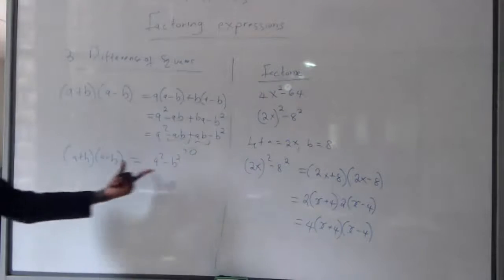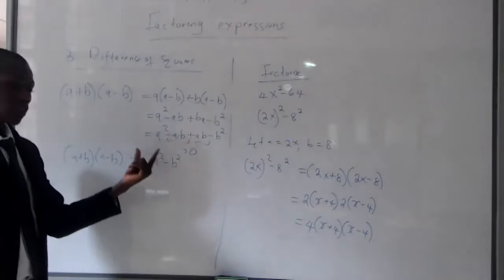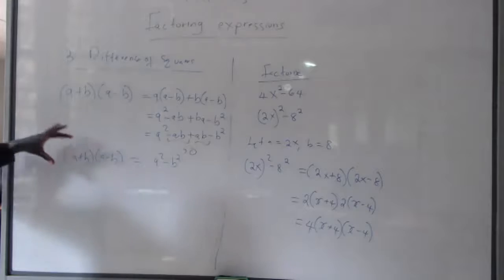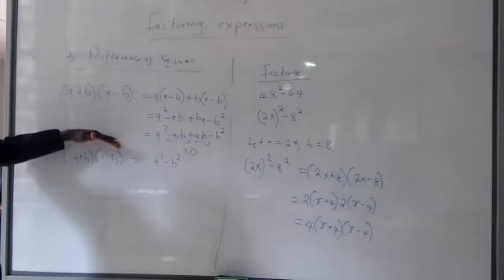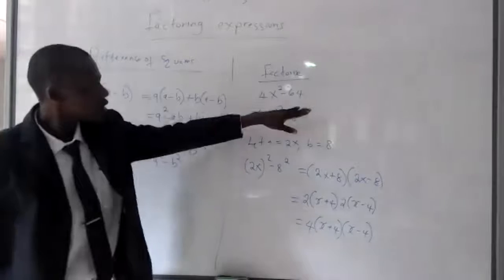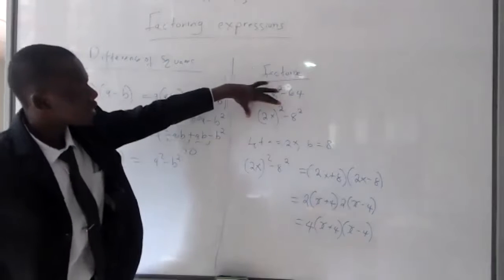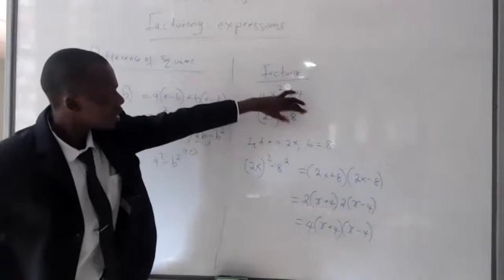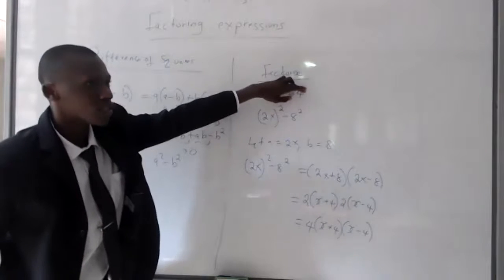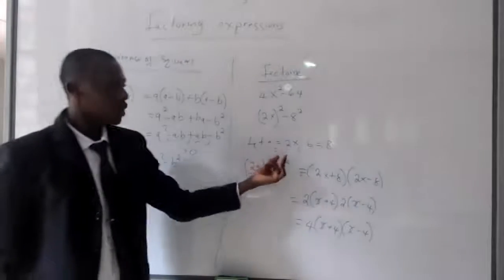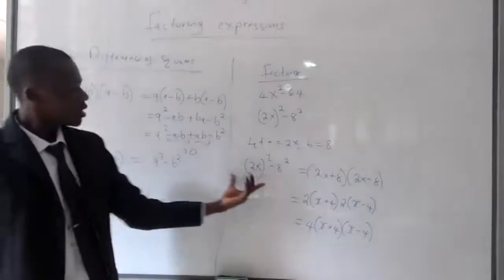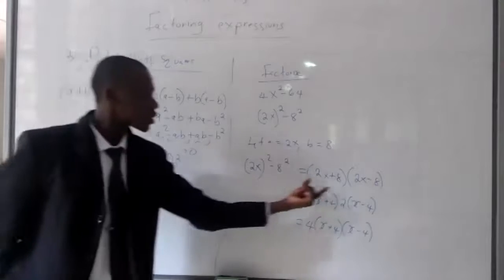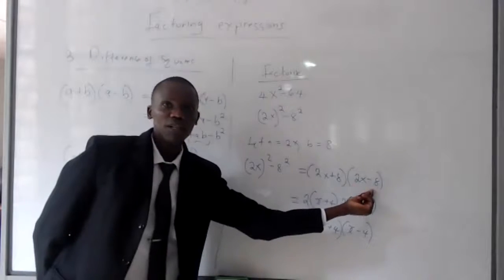So when you are given a difference of 2 squares, the factorization is simply the product of the sum of those numbers and the difference of those numbers. For example, 4x squared minus 64, you could write this as (2x) squared minus 8 squared, because 8 squared is 64. So then, using this rule, take A to be 2x and B to be 8. The factorization of this is just the product of their sum and their difference.